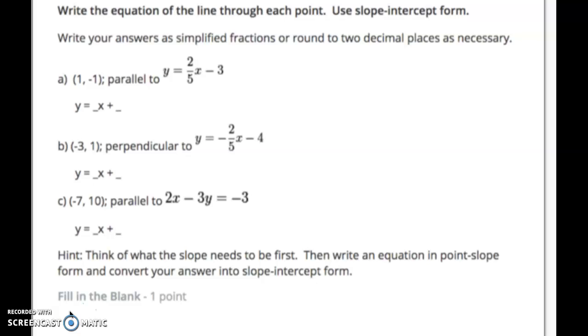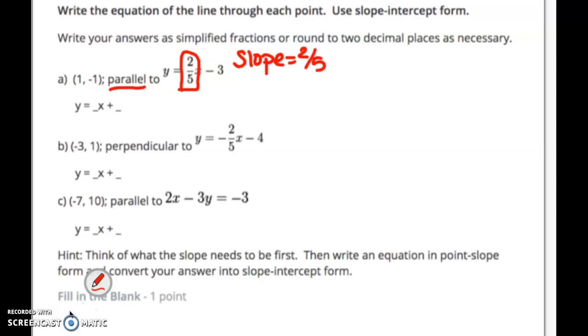So the first thing you want to do is identify what the slope is. If we're looking for a parallel line, that means that we have the same slope, right? So my slope is 2 fifths, and that's actually going to be my first blank, all right? So in the next 2, go ahead and identify what the slope is for perpendicular and parallel.